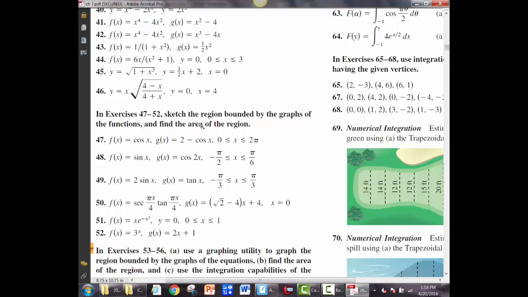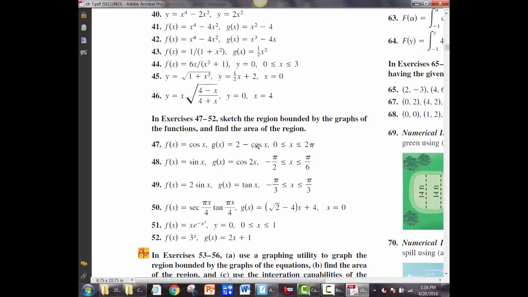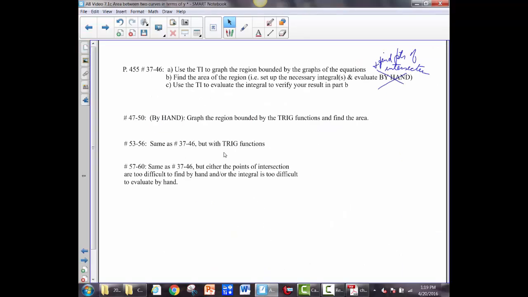Numbers 47 through 50. Sketch the region bounded by the graphs of the function and find the area. Now, these you should be able to do by hand. There's no calculator symbol here. You should know how to graph y equals cosine x, y equals 2 minus cosine x, etc. These are pretty straightforward. 50 is not very straightforward, okay? This is just a line, an ugly slope, but it's just a line. This is not very straightforward. This is over here. So it's basically sketch the region and decide who's on top, who's on the bottom.